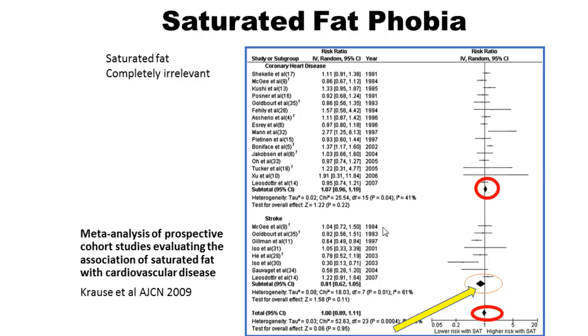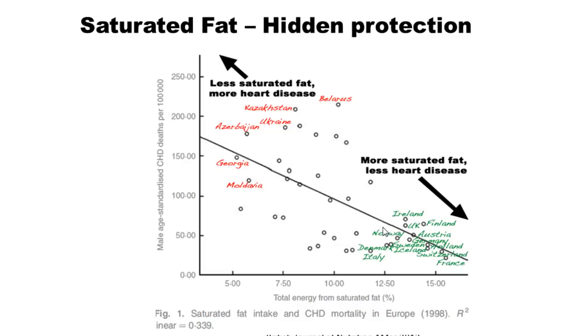In 2009, there's a big meta-analysis, again, looking at all the studies that have been done over the last 30, 40 years on saturated fat specifically. And what they find at the bottom is that for heart disease, there's really no correlation between how much saturated fat you eat and heart disease. If you look at stroke, it may actually be slightly protective.